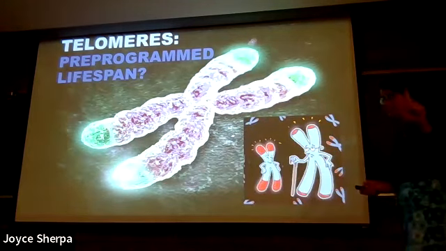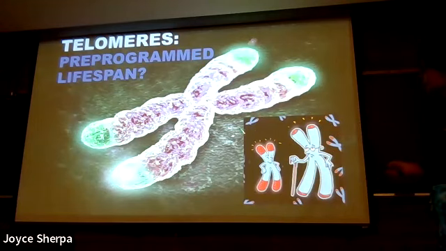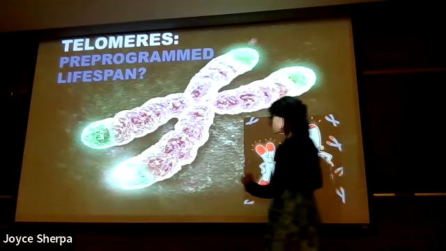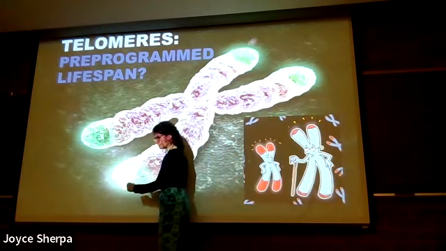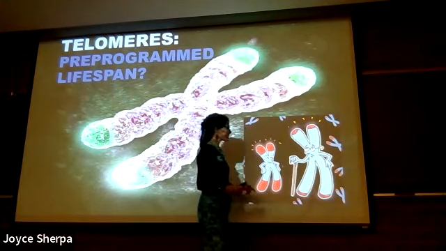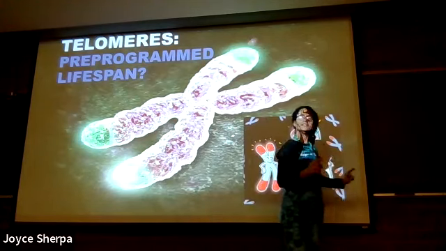And this theory was in the 60s. They said every time your DNA replicates, you lose a little bit. That's every time the cell divides. And so eventually, they did a calculation.